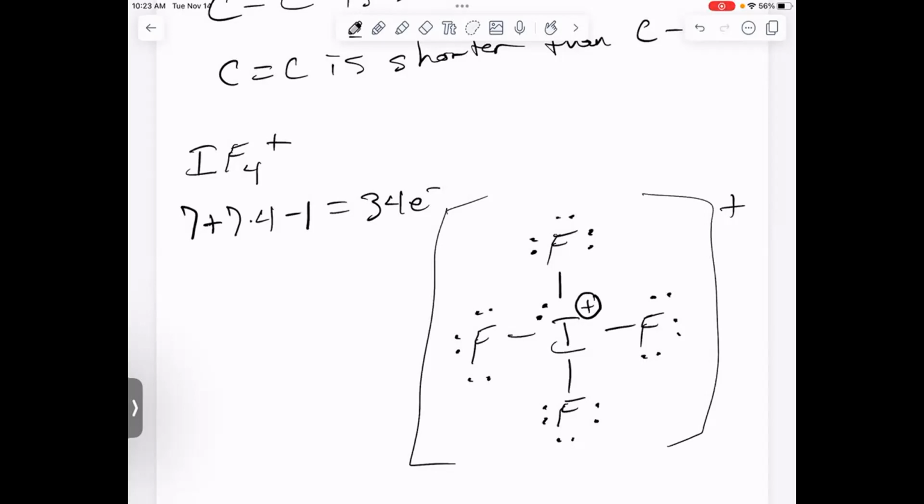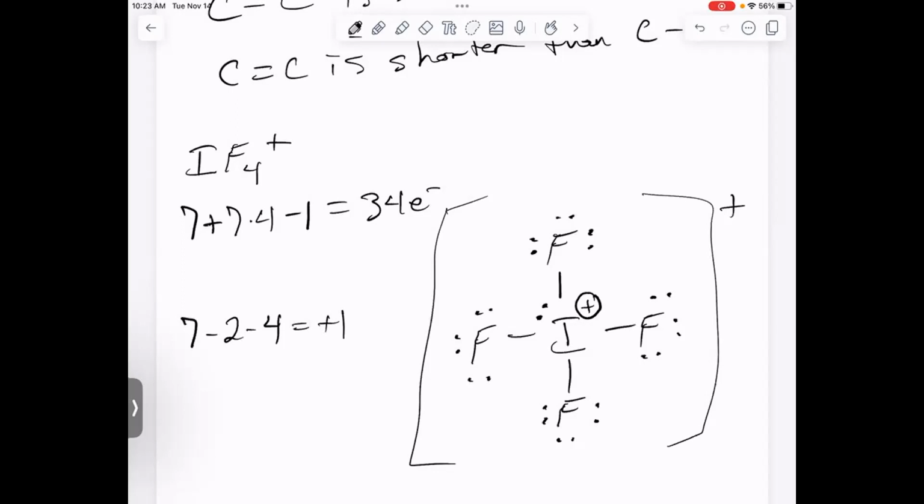For the iodine, 7 valence electrons. It's got 2 electrons in lone pairs. It's making 4 bonds. It's +1 for that iodine. So that's what we see on the formal charge. So that would be our full Lewis structure for IF4+.